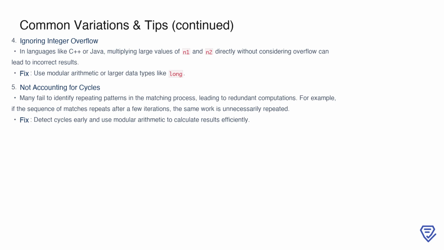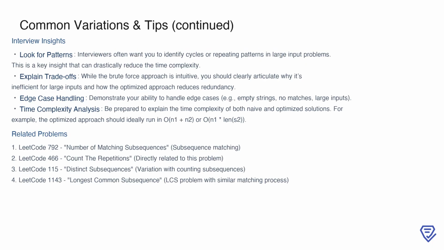Also, many solutions fail due to redundant calculations when patterns or cycles in the matching process aren't identified. If there's a repeating sequence in how S1 matches S2, continuing the same work repeatedly wastes time. Detecting these cycles early on allows you to skip redundant computations. By leveraging modular arithmetic and focusing only on the unique work, you can optimize the solution significantly and handle large inputs more efficiently.